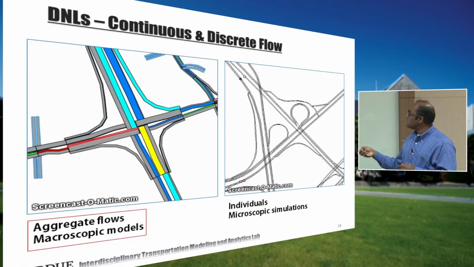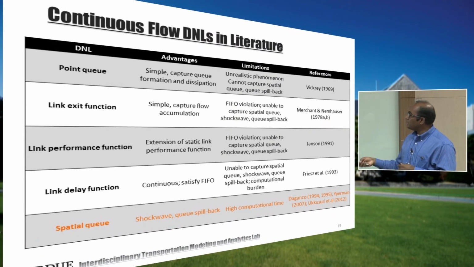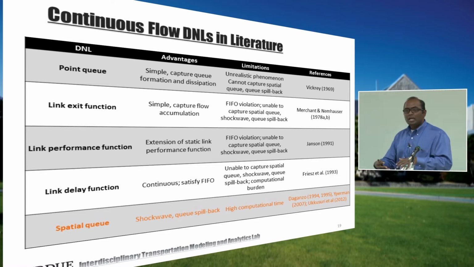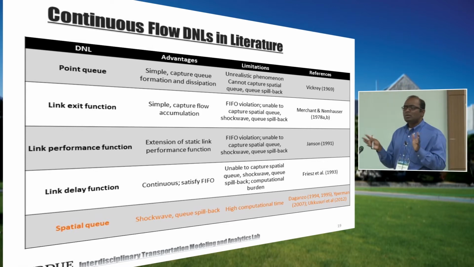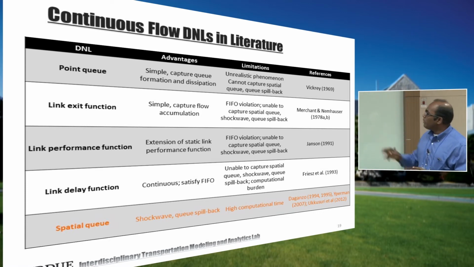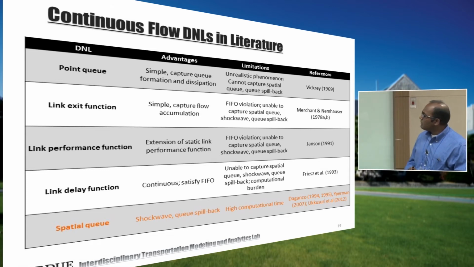So these are some of the dynamic network loading models which have been proposed in the literature, right? So there's the point Q model, which is very simplistic, like a queuing model as a function of the number of vehicles. You just have an equation which tells you what the cost is as a function of vehicles, and the queuing just happens in a vertical fashion in this network. So it's not very realistic, but it's super simple to model this kind of phenomenon using a point Q. And there have been some more recent advances: the link exit flow function, link performance function, and link delay function.